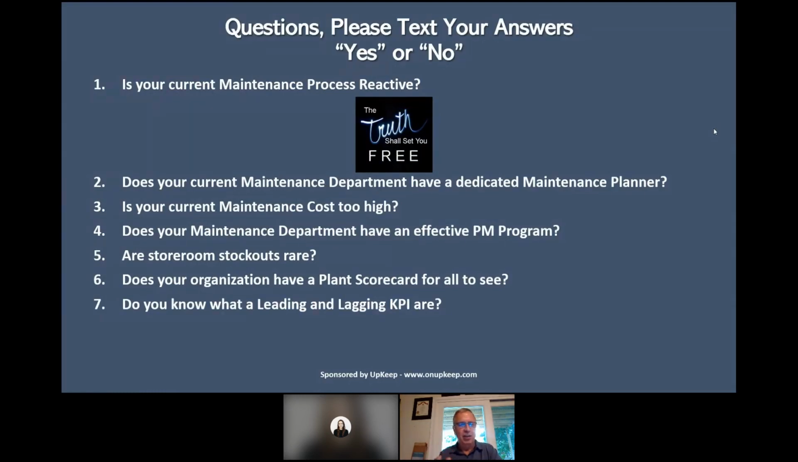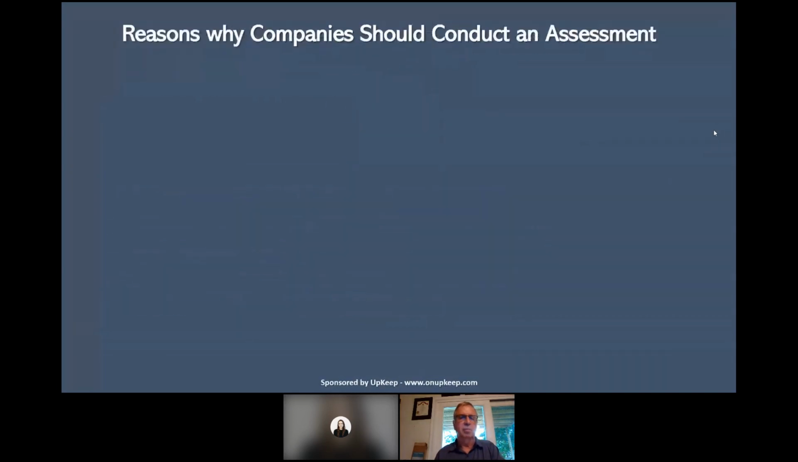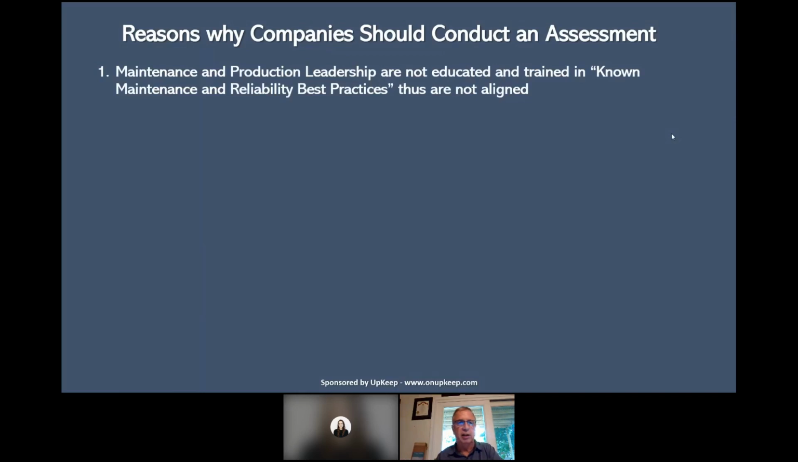Okay. Do you know what leading and lagging KPIs are? Do you know what they are? Do you understand that statement? Leading and lagging KPIs. Yes. Okay. Good. So reasons why companies should conduct an assessment, and all an assessment is, is just to evaluate your current state against what the future state should look like.